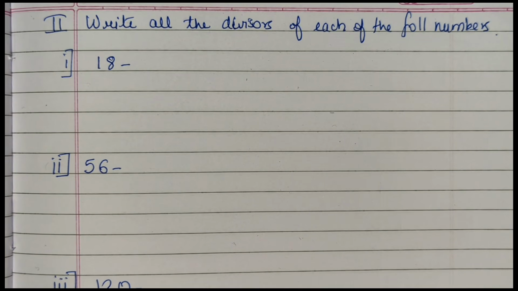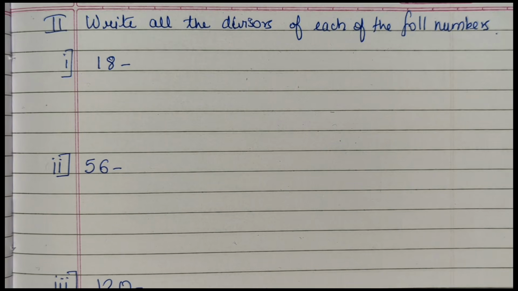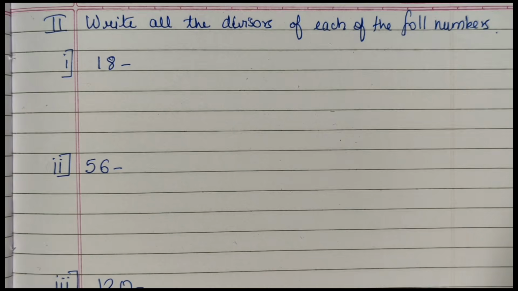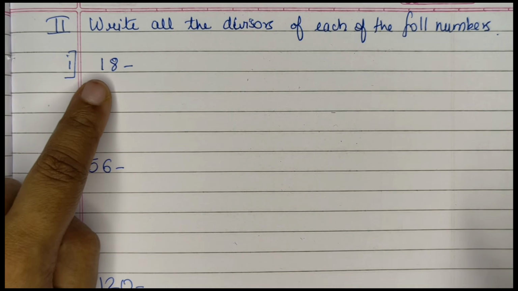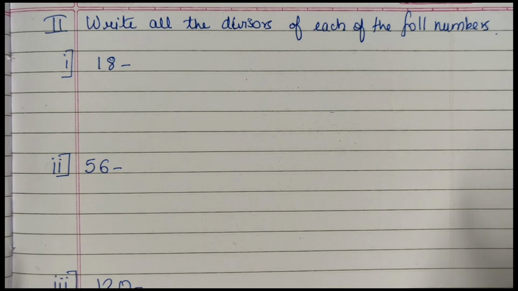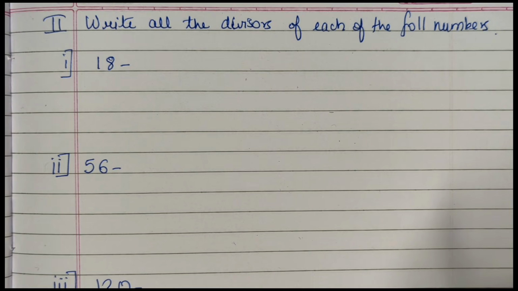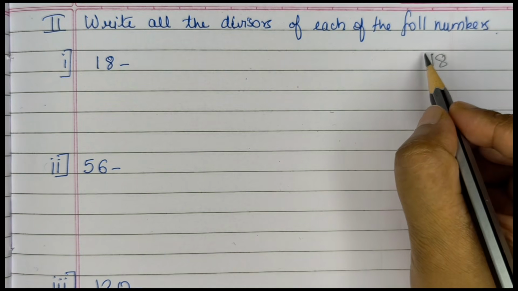Now see the second one: write all the divisors of each of the following numbers. We only have to write the divisors. When I was explaining at the beginning, I showed you how to write all the divisors, including 1 and the number itself, that is 18. We have to write each and every divisor including 1 and 18. For this, the step we just did for the vertical arrangement, we are going to do everywhere, so that we get all the divisors. Now suppose for 18 you first factorize it. First factorize 18.